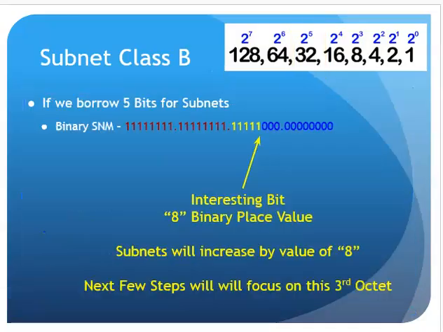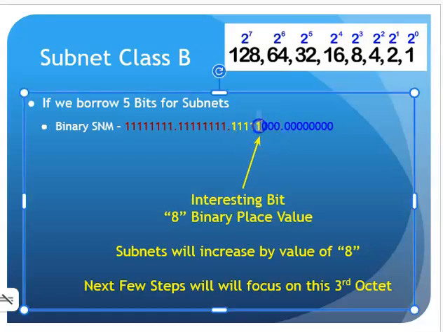Now that I have that, I'm going to take a look at this octet right here. This right here, again, is my interesting bit. That last place value that I borrowed is the interesting bit. So if I look at that place value, 128, 64, 32, 16, 8. That is the 8 place value. Because it's the 8 place value, my subnets are going to go up by a factor of 8. So that is going to help me get this whole thing started.